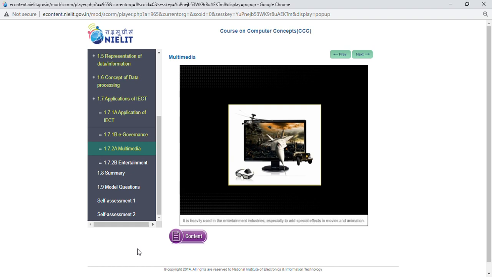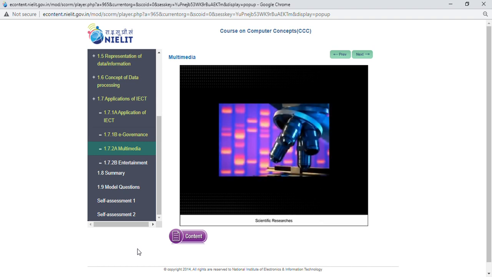Entertainment. It is heavily used in the entertainment industries, especially to add special effects in movies and animation. Multimedia games are popular pastimes. Nowadays, animated films are becoming more popular than ever before. Examples of 3D movies are Avatar, Iron Man, and X-Men. Scientific research. Simulation and modeling of new equipment are demonstrated with the help of multimedia.